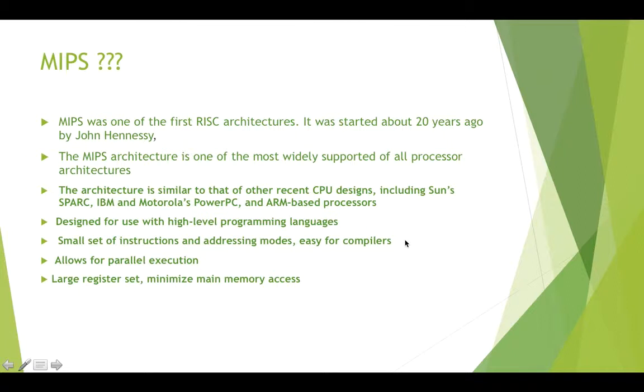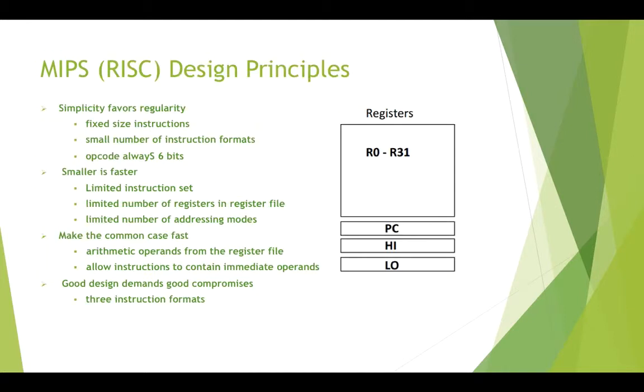MIPS was one of the first RISC architectures, started about 20 years ago by John Hennessy, whose book we love to read and follow. It allows parallel execution, has minimized memory access time, and is similar to most of the processor designs today, like Sun SPARC, IBM, Motorola, PowerPC, and ARM-based processors. Coming to the design principles, MIPS has a very simple design architecture because it uses a fixed size instruction of 32 bits. The operational code is fixed to 6 bits, it will never exceed that. It uses a limited number of instructions so it is faster to execute.